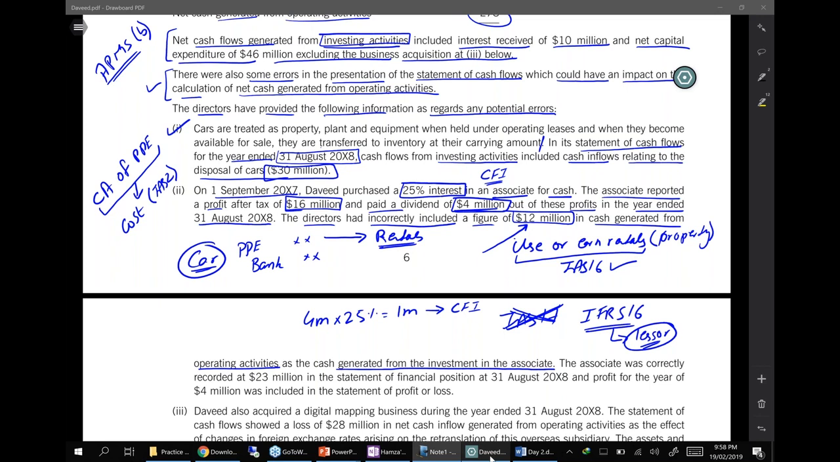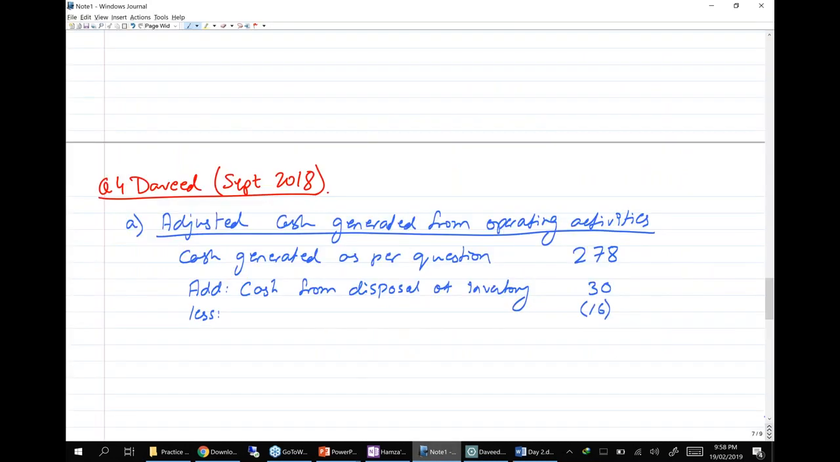So what we are going to do? We are going to deduct 16: 12, which was incorrectly added, and 4, which should be deducted. Reversal of incorrect profit. You can even write it separately. First we are reversing the 12, and then we are reversing the share of profit in the associate, which is basically a non-cash item. So that is why we are deducting it.